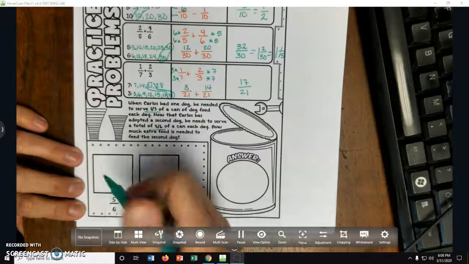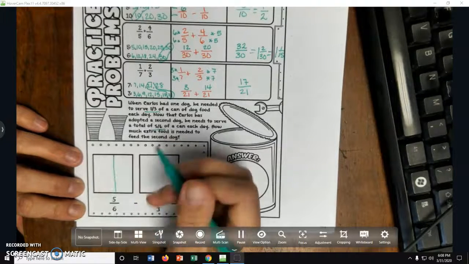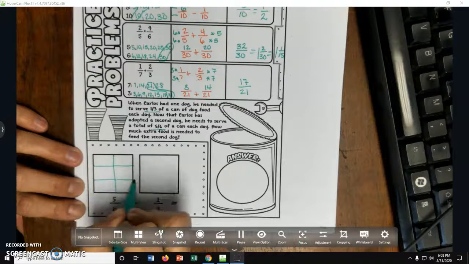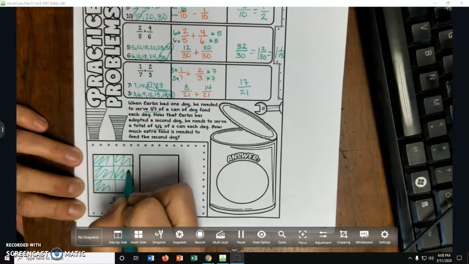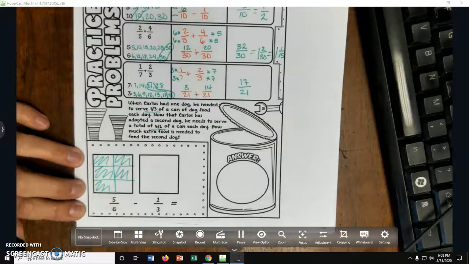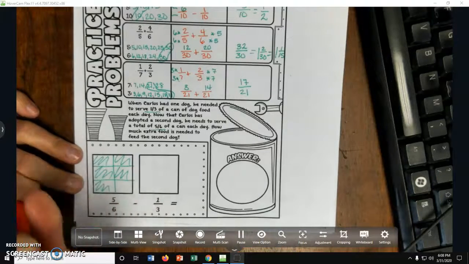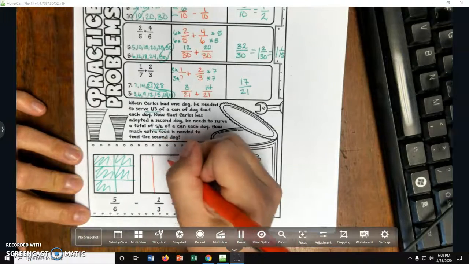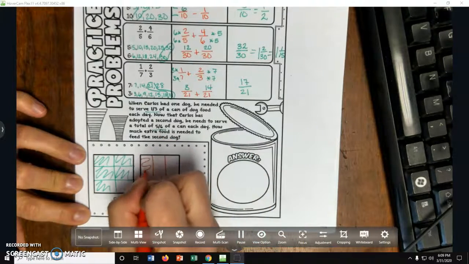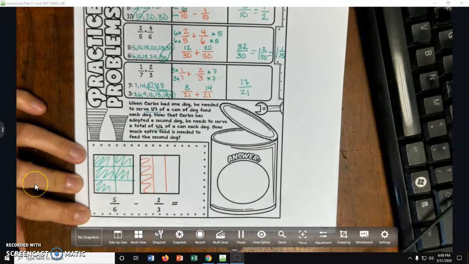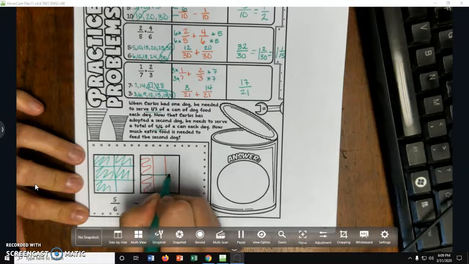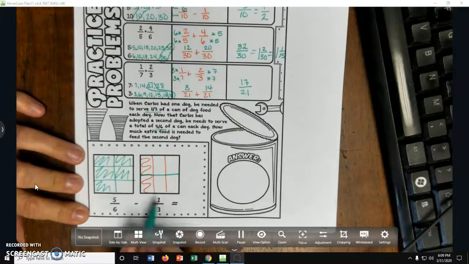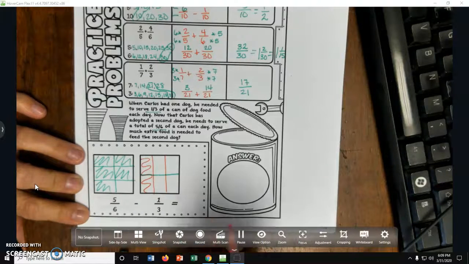So we're going to take 5/6, partition this into 6 parts, shade in 5 of them. We need to take away 1/3. Take away 1/3. Looking for our least common multiple, which in this case is going to be 6. I can just cut that in half, and I'm going to end up with 6 pieces. So I can now see that 1/3 is the same as 2/6.